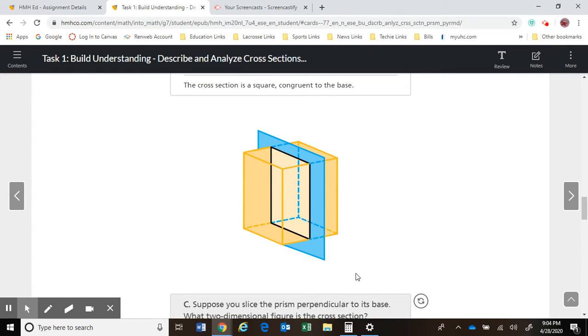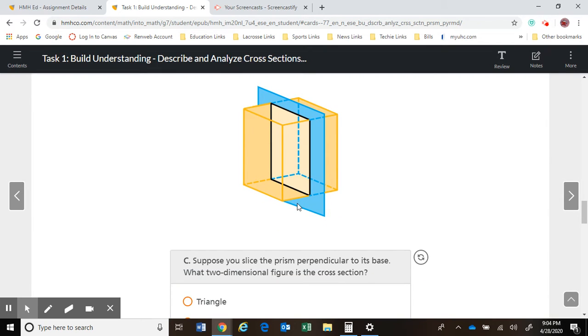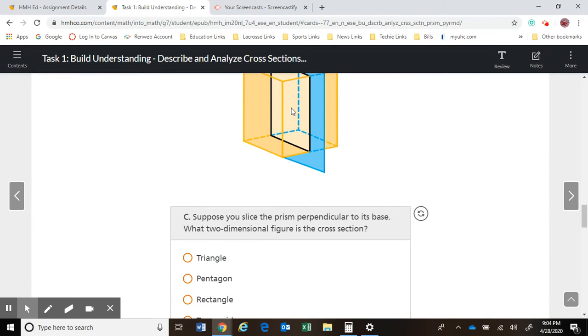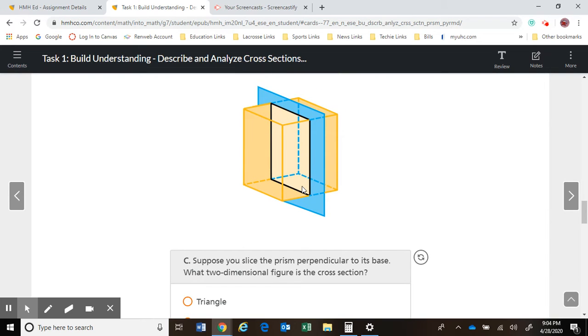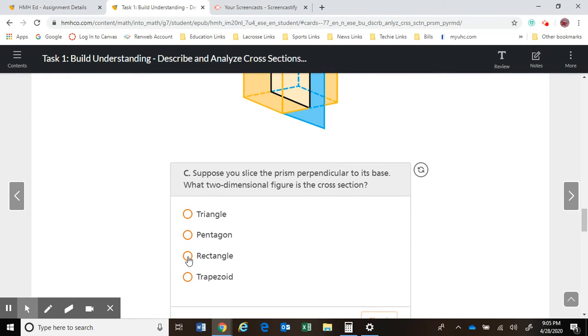What if we go perpendicular to the base, or in this case, vertical? Now, what shape did it create? That shape is going to match the non-square faces, so that's going to be a rectangle, right?